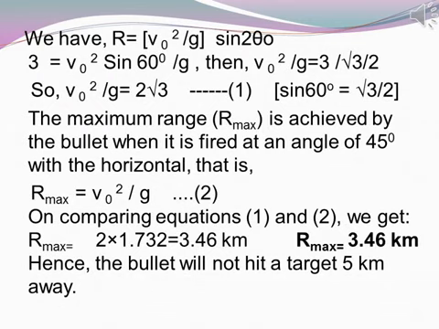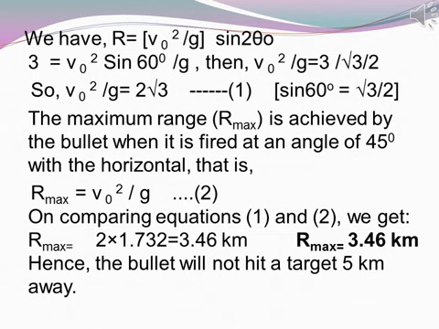As R is equal to 3 km and theta 0 is equal to 30 degree, then 3 km is equal to V0 square into sin 2 into 30 degree by G. Then 3 is equal to V0 square into sin 60 degree by G. So, V0 square by G is equal to 3 by root 3 by 2, which is equal to 2 root 3, since sin 60 degree is equal to root 3 by 2. This expression is given as 1.